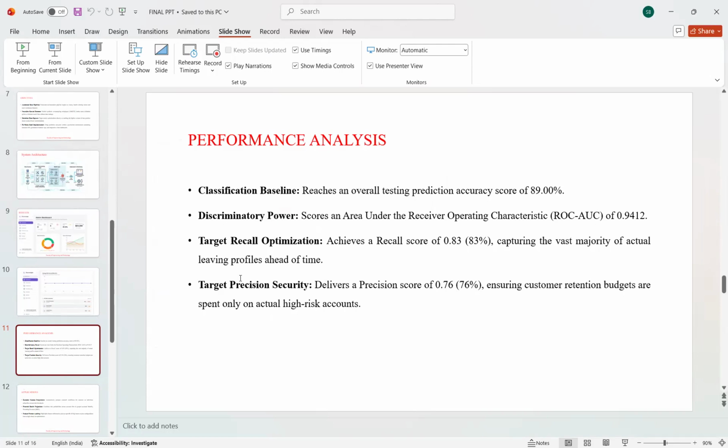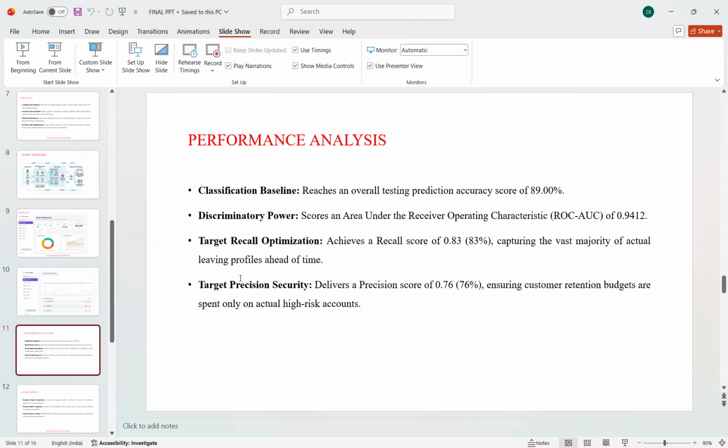Target recall optimization. Recall measures how many of the customers who actually churn the model correctly identifies. If 100 customers are actually going to leave, the model correctly detects 83 and misses 17. A high recall is important because missing customers who are about to leave can result in lost revenue.